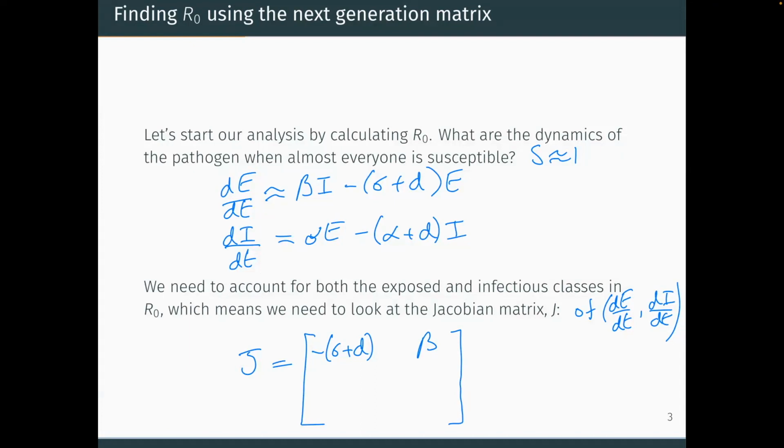Anyway, so we've got our Jacobian here. We've just worked out our partial derivatives for dE/dt, and then for our second equation, dI/dt, we're just going to have a sigma in the bottom left, and then a minus alpha plus d in the bottom right.